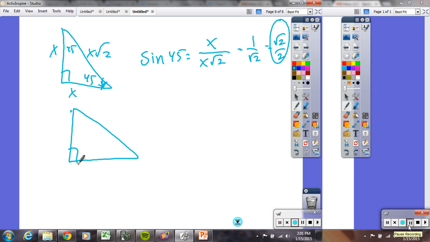So, now we do our 30, 60, 90. Notice, by the way, cosine of 45 is still root 2 over 2. What's the tangent of 45? X over x, which always will be 1. Right? Okay? So, if I do here, this guy would be x, x root 3.